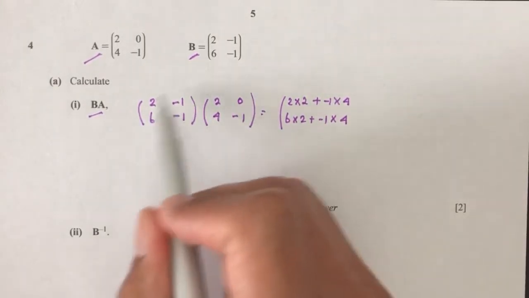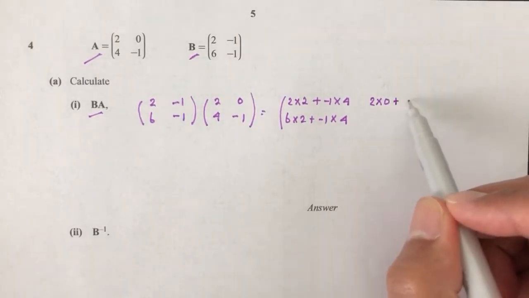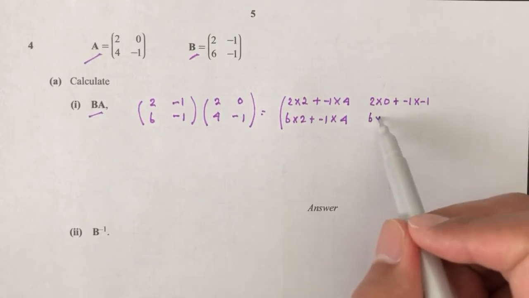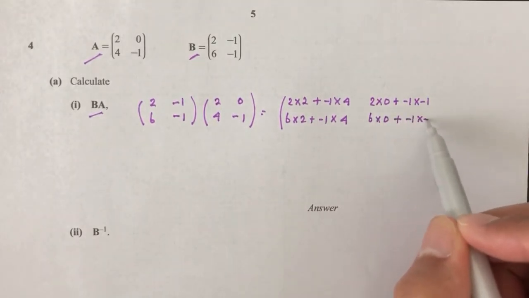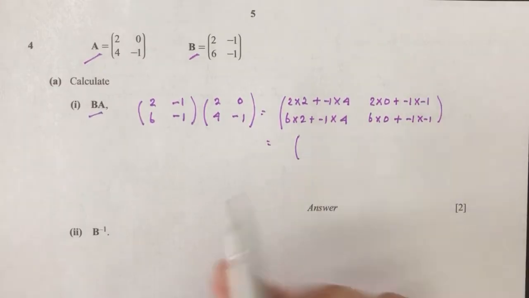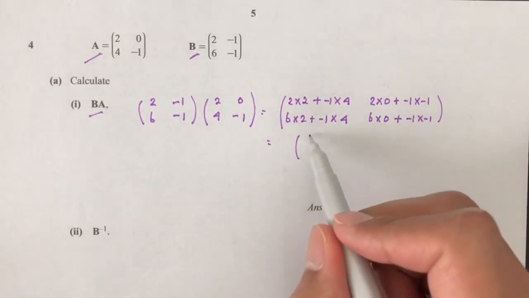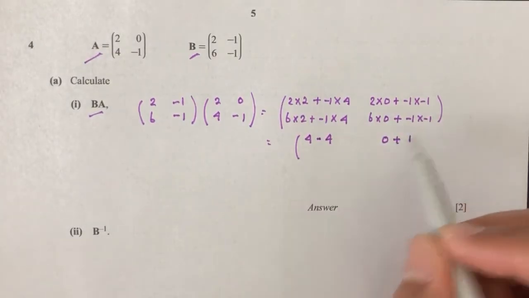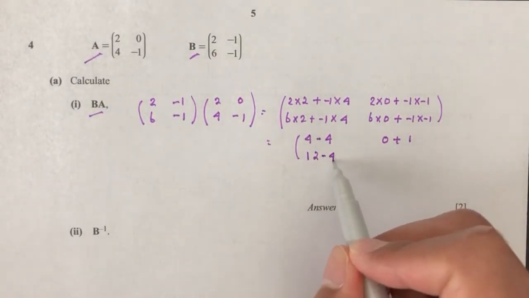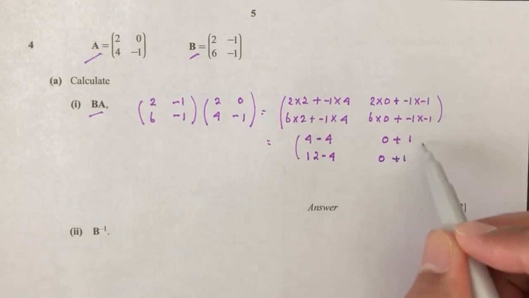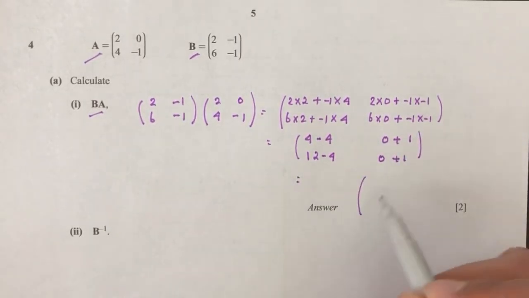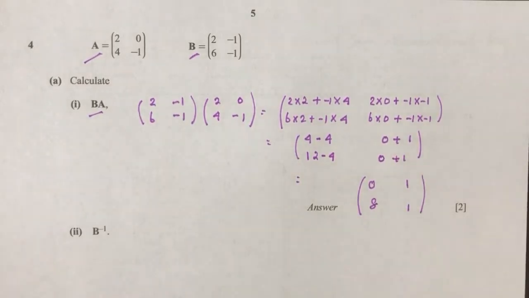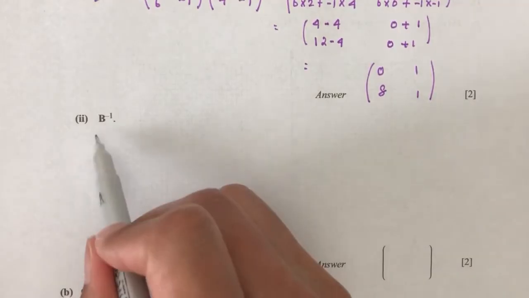And how about this one? It'll be 2 times 0 plus minus 1 times minus 1. And this one, 6 times 0 plus minus 1 times minus 1. So simplify, what do we have? 2 times 2 is 4 minus 4. Here we have 0 plus 1. Here we have 12 minus 4, 0 plus 1. So your answer here will be 0, 1, 8, 1. That is for part 1.